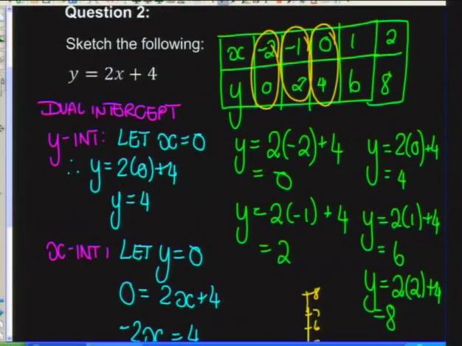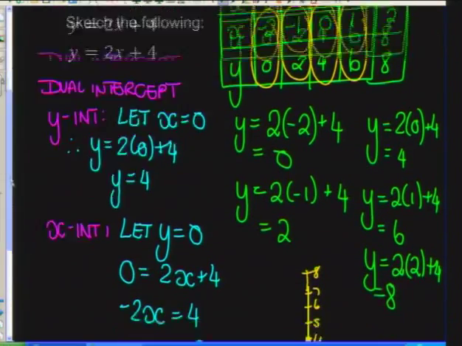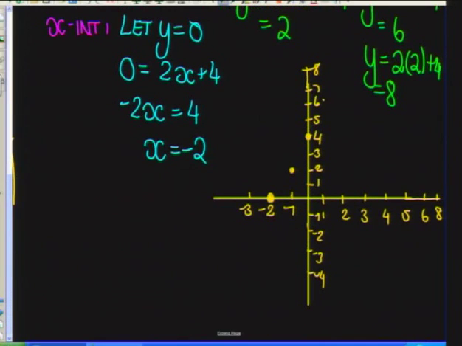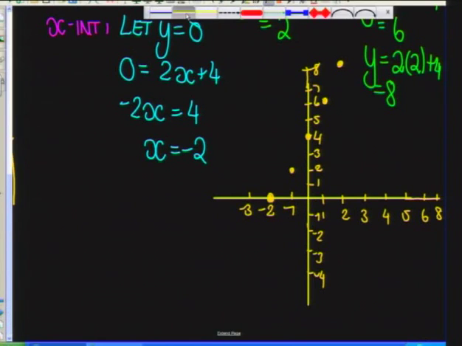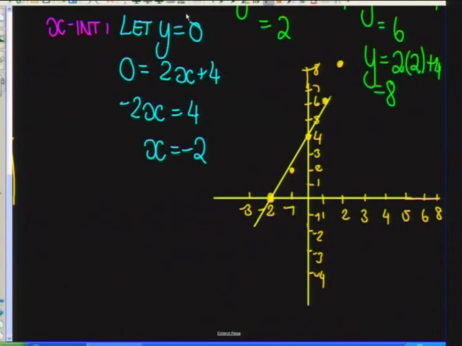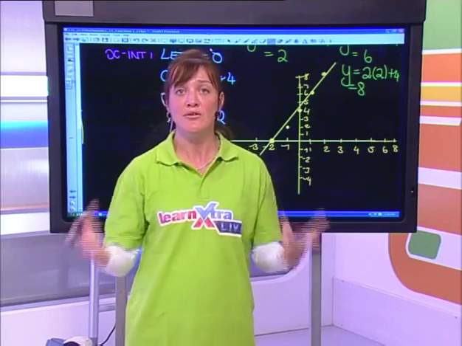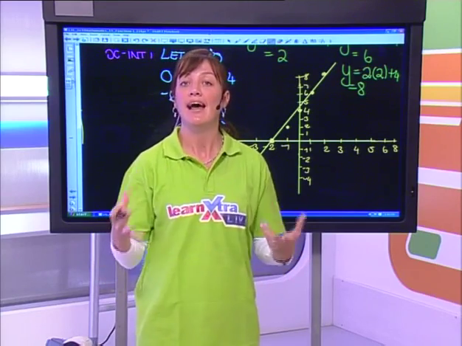And I've got 1 and 6, where x is 1, y is 6. And finally, where x was 2, y was 8. So, can you see that we've landed up with a line that is a straight line? And that's no coincidence, guys. I knew it was going to be a straight line graph. And how did we know that?